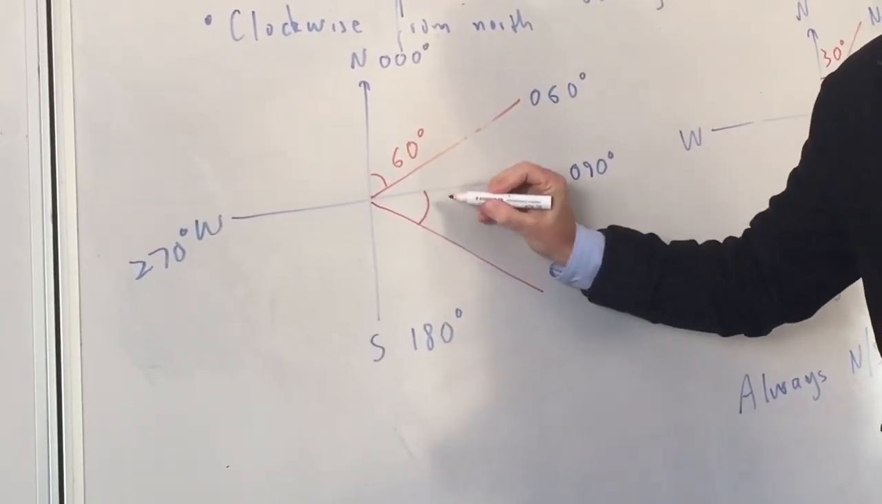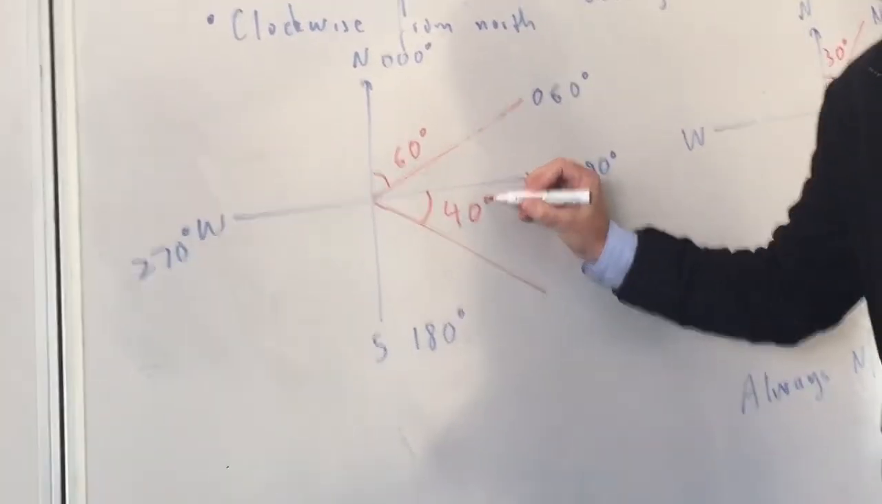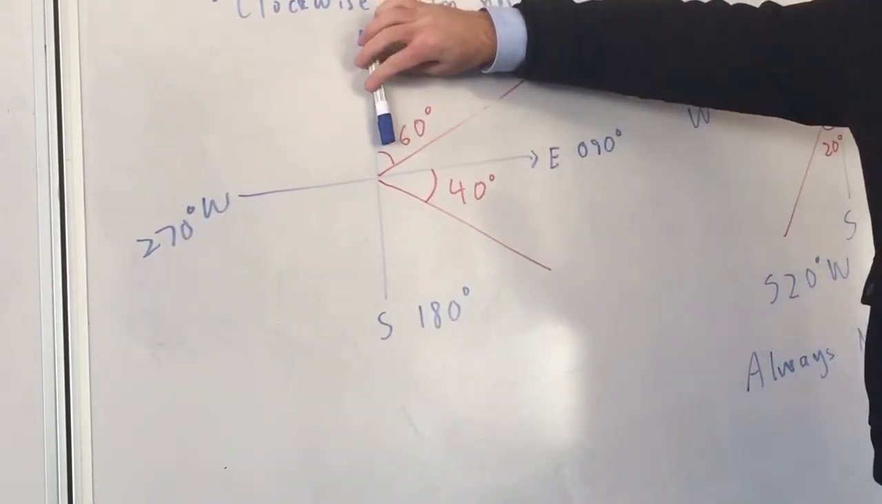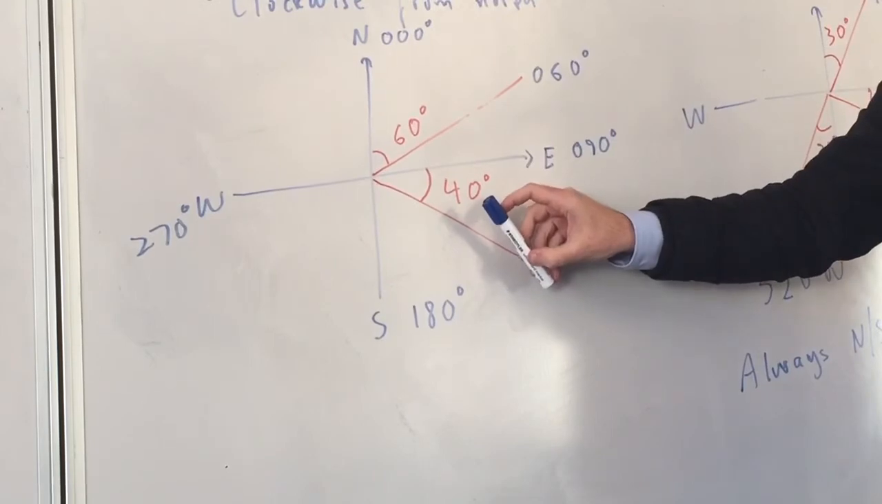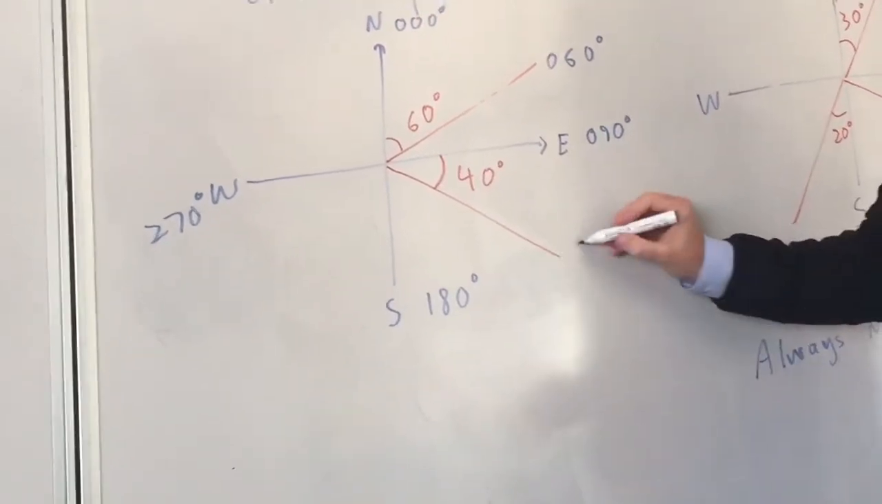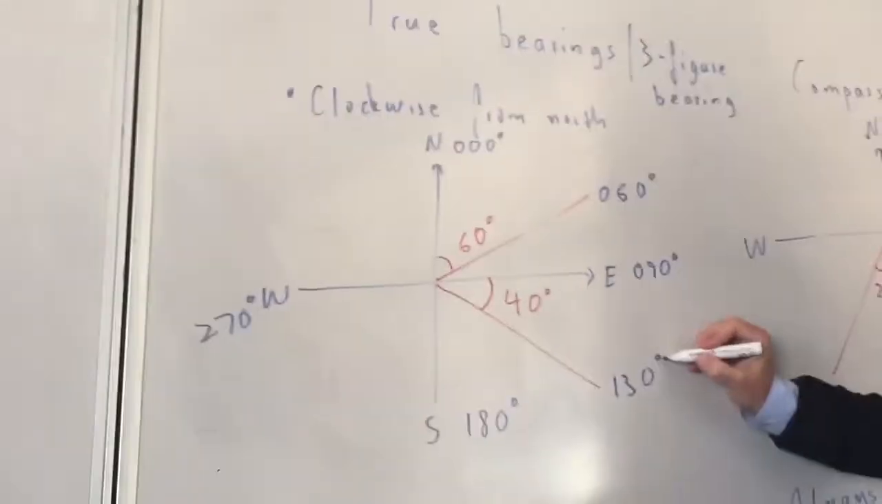So this one, if that angle there was, let's say, 40 degrees, how would we write that as a true bearing? What's the angle if we go around here? Would that have to be like 130 degrees? Good, because we've got 90 plus the 40, haven't we? So that would be the 130 degrees, and so on.